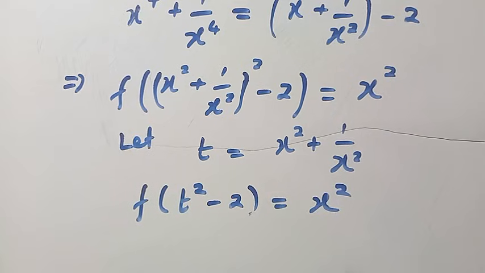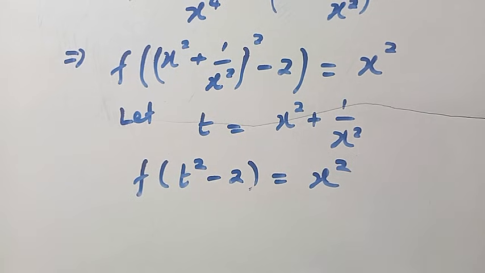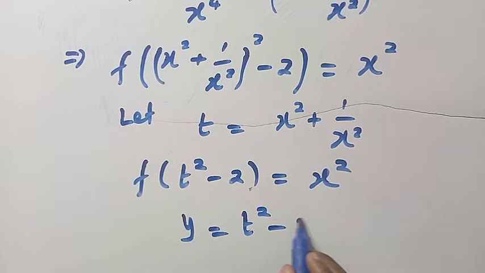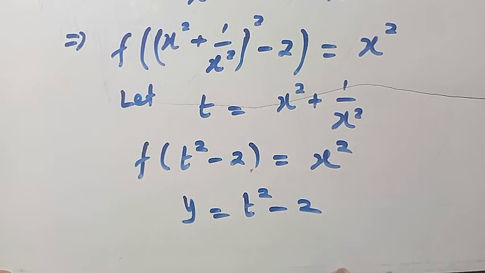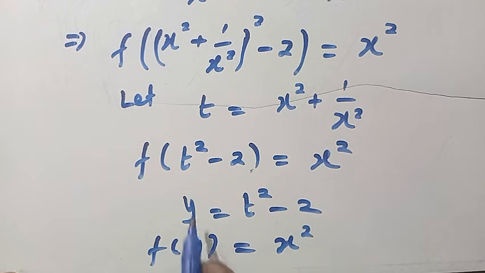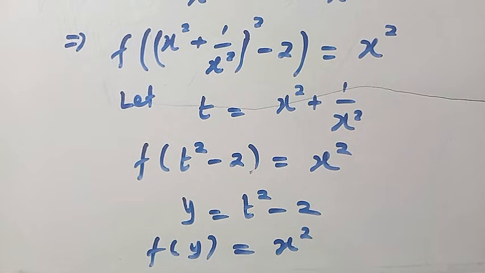Now I want to express x to the power of 2 in terms of t. So we're going to make a second substitution. If I let y equal t squared minus 2, the new function becomes f of y equals x to the power of 2. So this makes sense. Then from y equals t squared minus 2, we make t the subject of the formula, and let's see how we can achieve that.